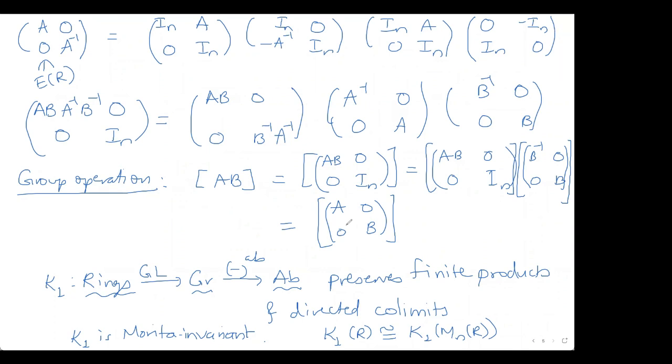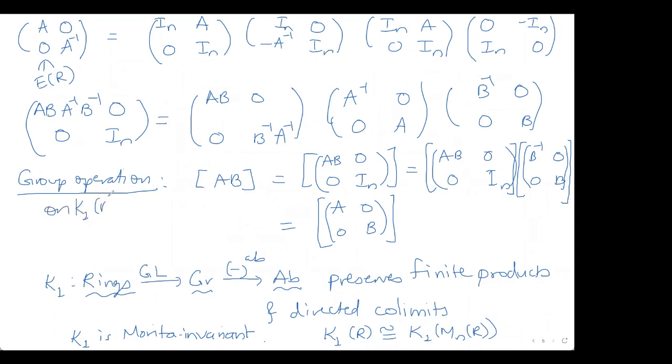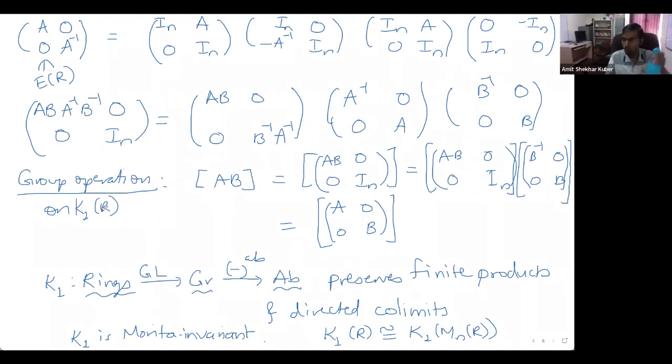Oh, this is inside the GLR quotient? Yes, I mean, the group operation on K1. So everything is up to multiplication by elementary matrices.